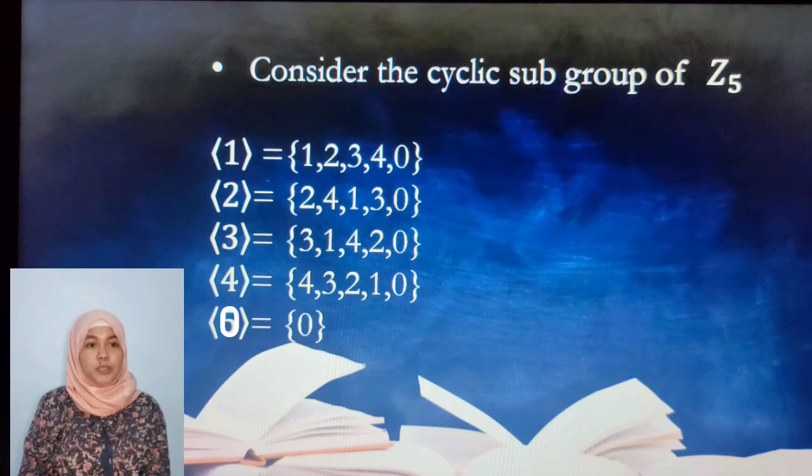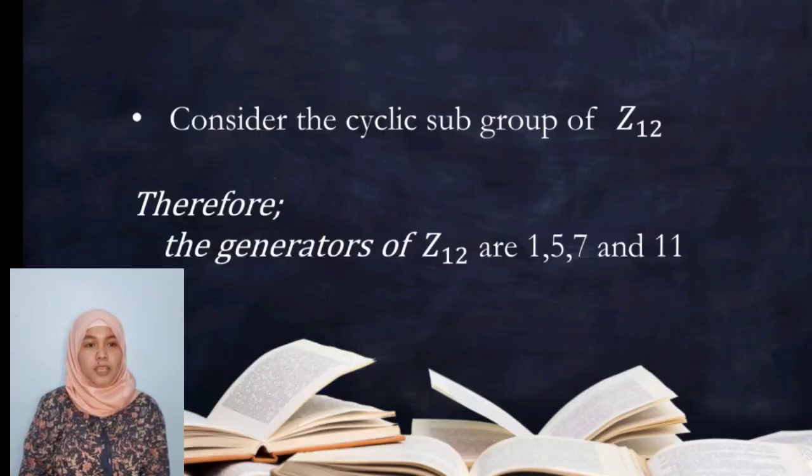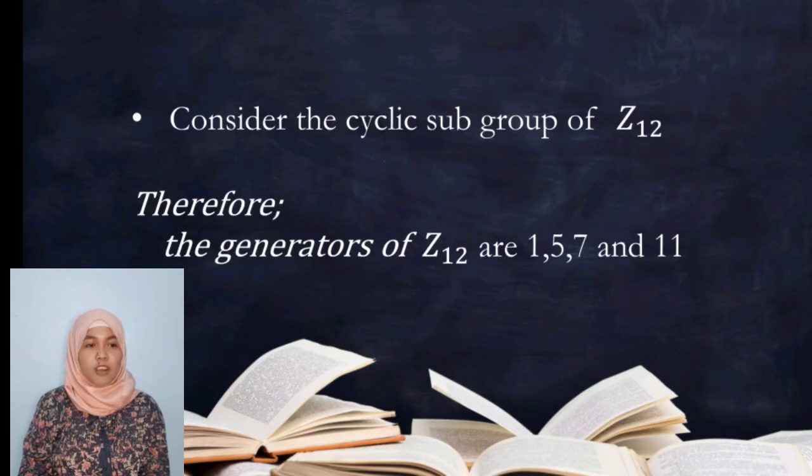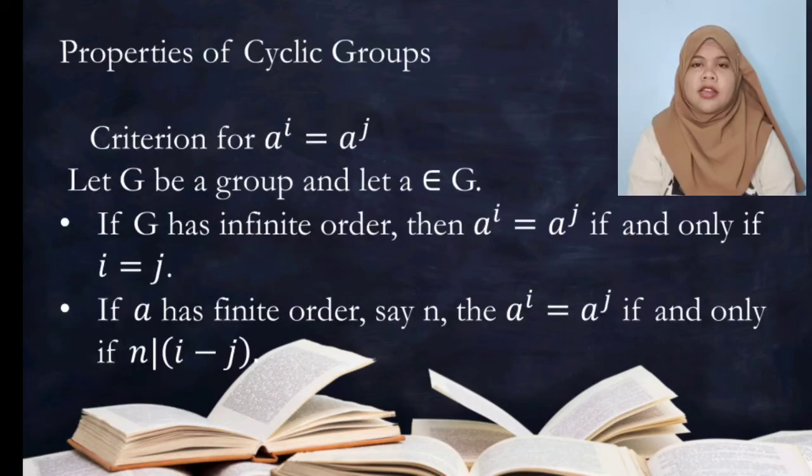Let's move to another example. Consider the cyclic subgroup of Z sub 12. We will look for the generators of Z sub 12. Let's say that we already performed the operation and we discovered that the generators of Z sub 12 are 1, 5, 7, and 11. Let's proceed to the properties of cyclic groups.